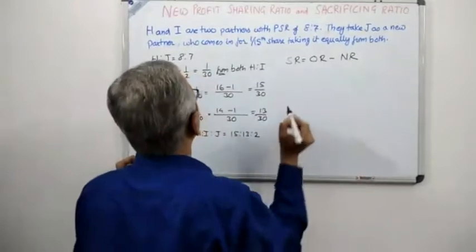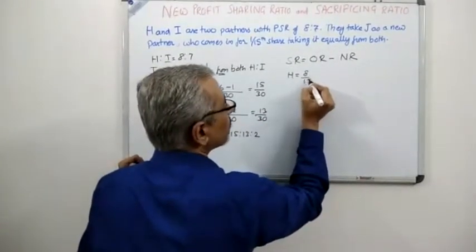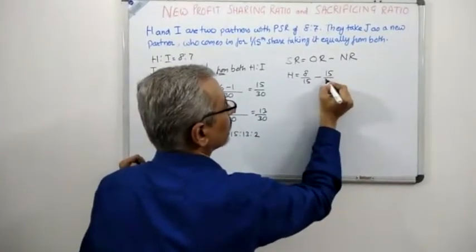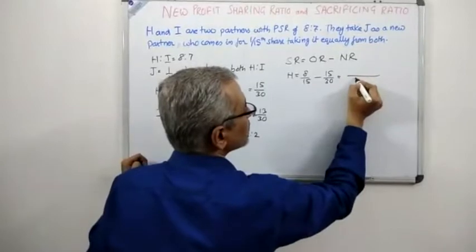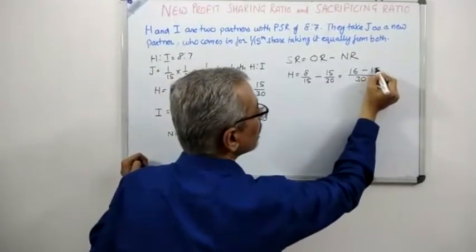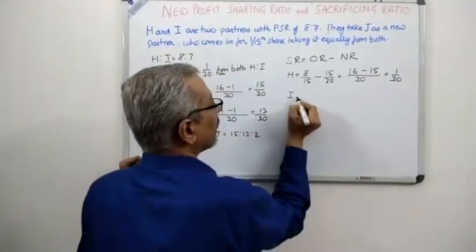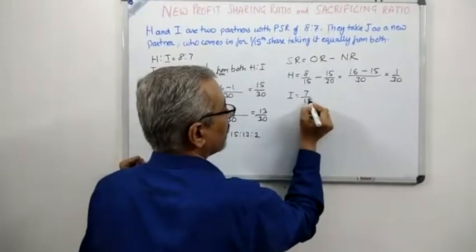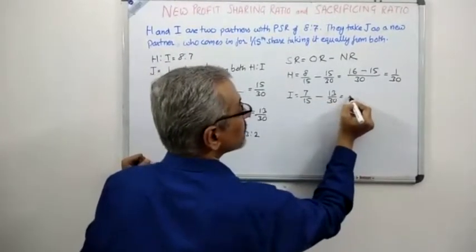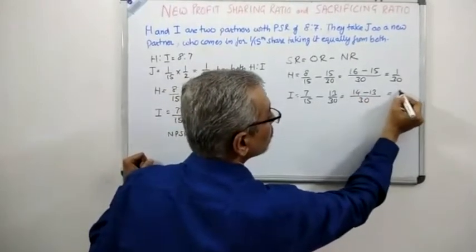So let's get started and calculate it for H. What was H's old ratio? It was 8/15. What is his new ratio? It is 15/30. So what will be the LCM? 30 obviously, and therefore we will have 16 minus 15, that is 1/30. Similarly, if we calculate for I, it is 7/15 minus 13/30, and the LCM is again 30. 14 minus 13, that is 1/30.